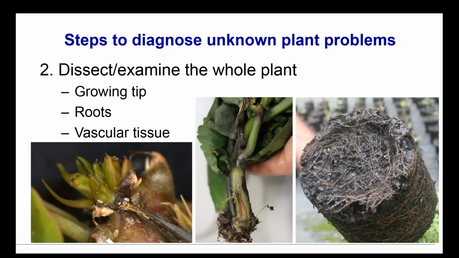And the same goes for the vascular tissue. The vascular tissue is like your veins. If you've got a blockage in your veins, bad things happen to you. If you have a problem in the stem where the water supply and the nutrient supply moving up and down the plant is broken, your plant dies.